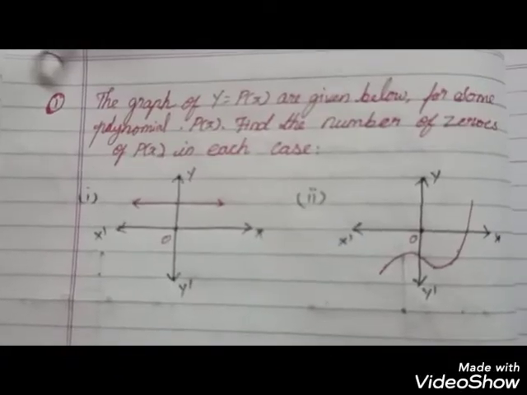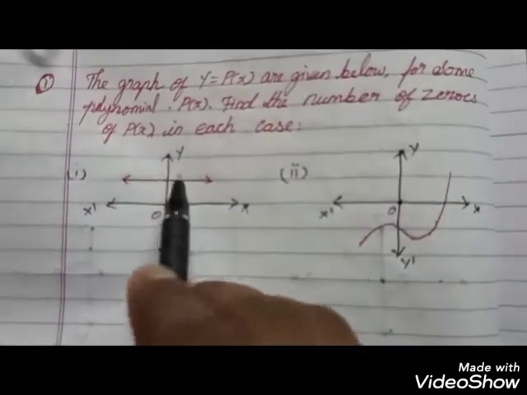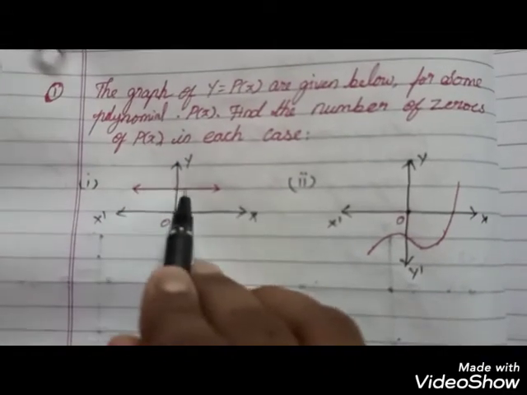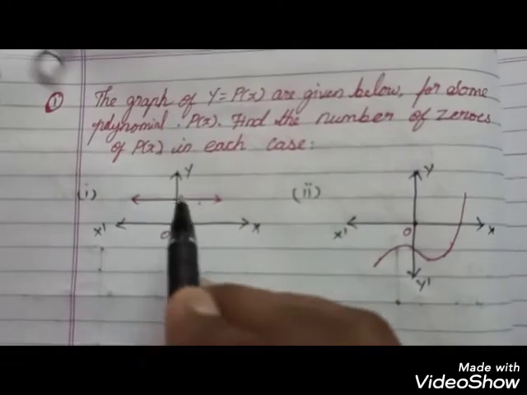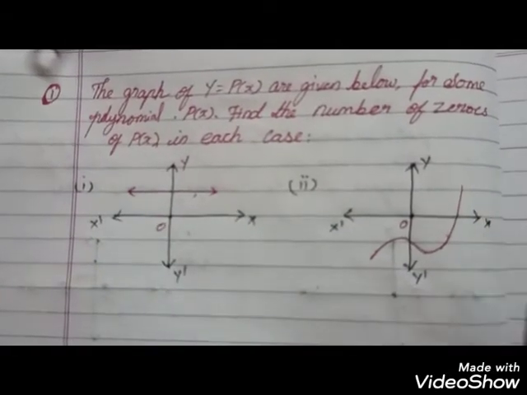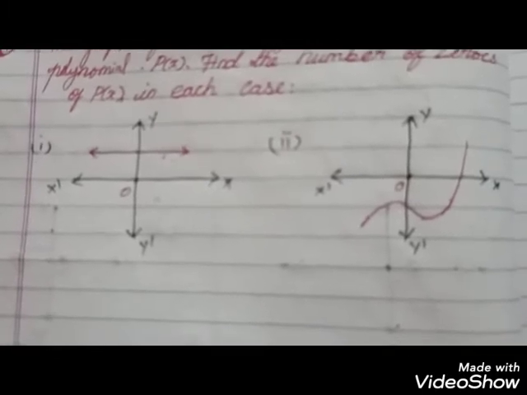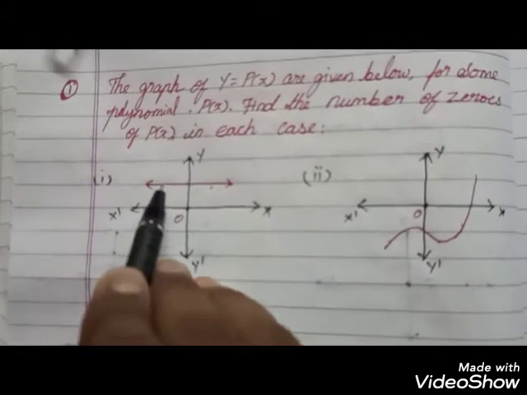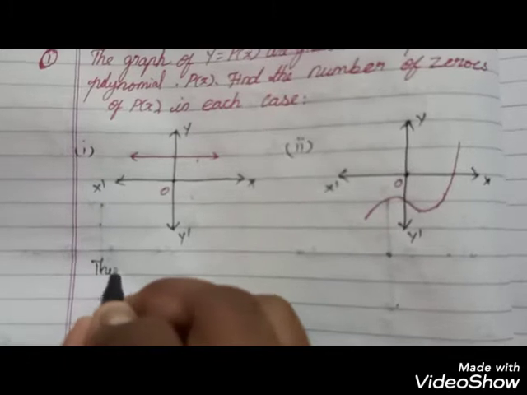There is only one question in this exercise. Here you see the first graph. The straight line is totally above the x-axis. Already I told you in the third case of the quadratic polynomial, the open upward curve and open downward curve can be completely above the x-axis or completely below the x-axis. In the same way, here this straight line is also completely above the x-axis. So here there are no zeros.